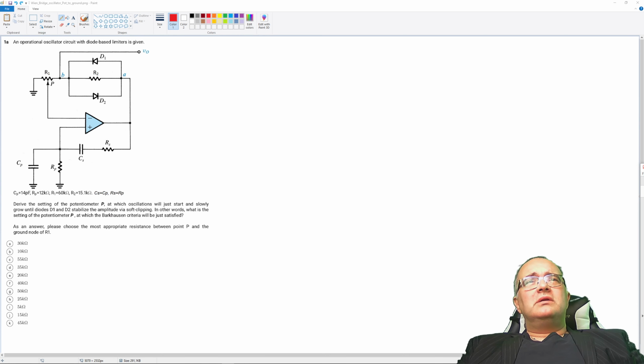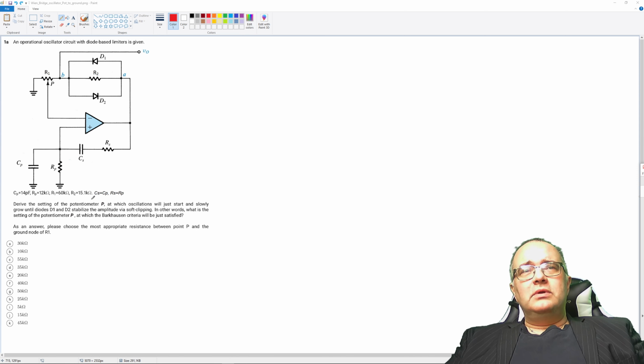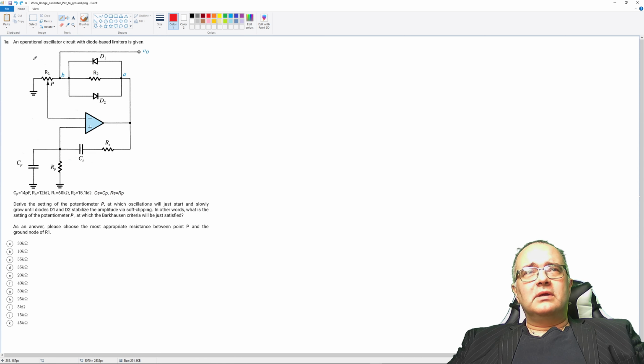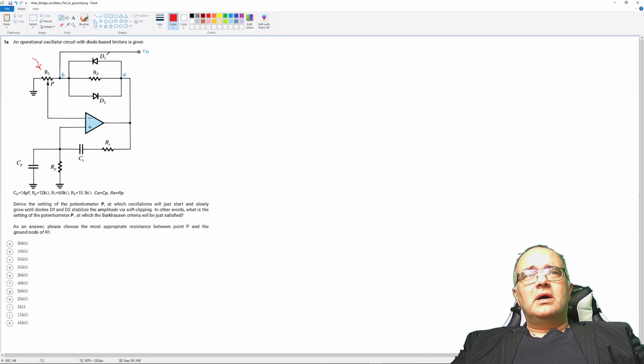An operational oscillator circuit with diode-based limiter is given. The values of the components are given, and we are asked to derive the setting of the potentiometer P, so this one, at which oscillation will just start and slowly grow until the diodes D1 and D2, these diodes, stabilize the amplitude via soft clipping.